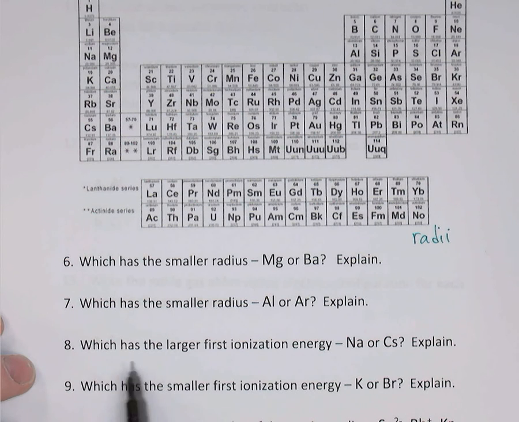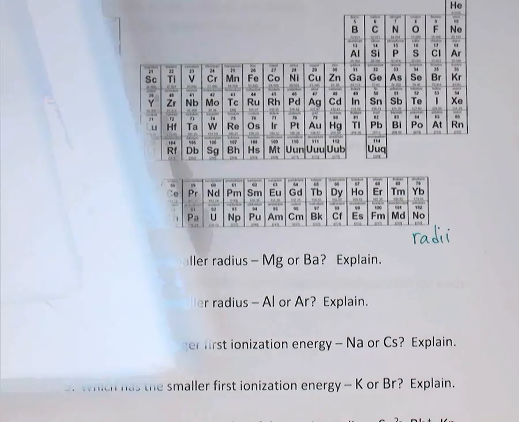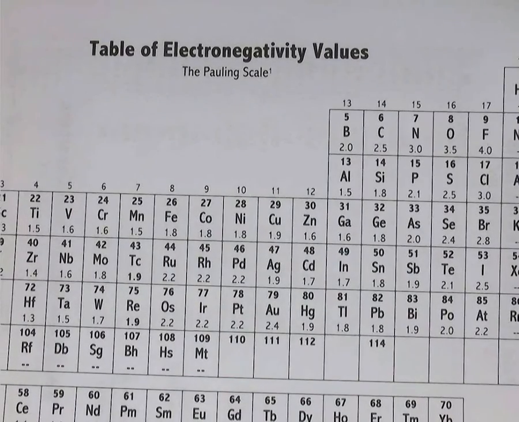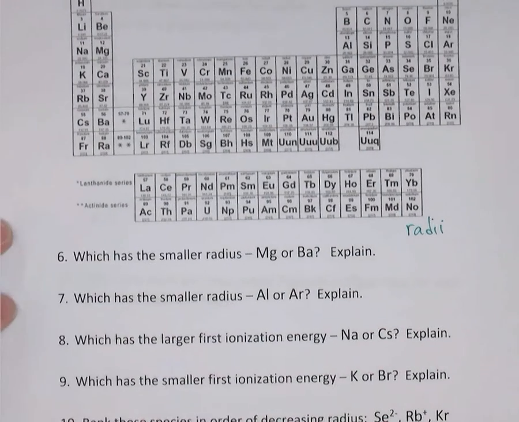And so a question like this, which is the larger first ionization energy, sodium or cesium, is a periodic trends question. The third property that we looked at was electronegativity, and you have this table in your data booklet, so you don't need to memorize that trend.